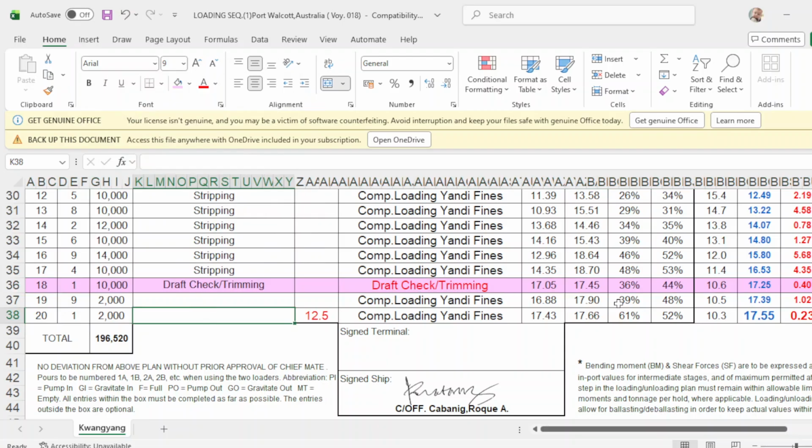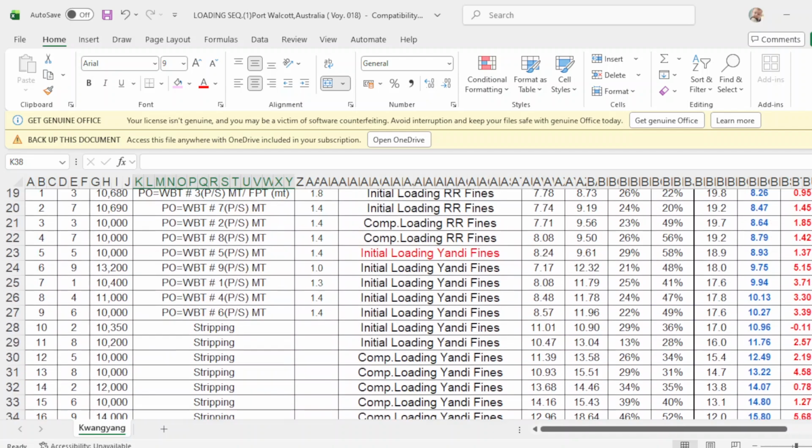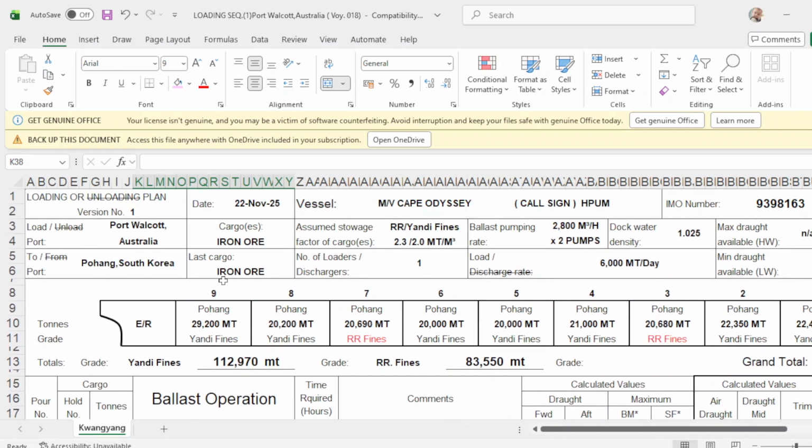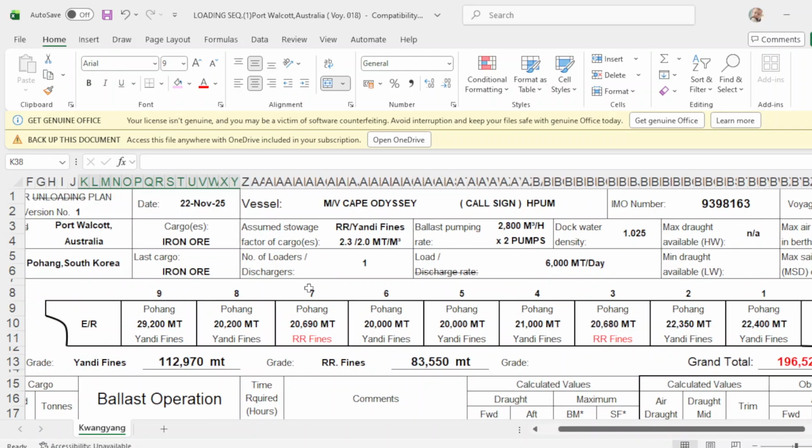Okay. This is a loading sequence or loading plan. This is a capesize vessel. Take note, I will just give you an idea. So it's loading in Port Walcott, Australia, and to be discharged in South Korea. So our example is only up to hold number 7, from 1 to 7, okay? Since this is a capesize vessel, this is the idea, a formal form of loading sequence, okay?